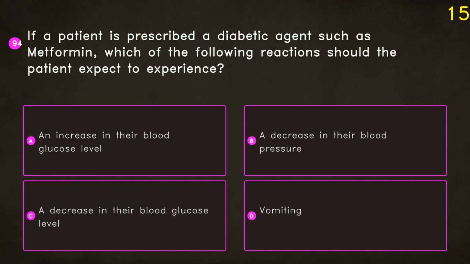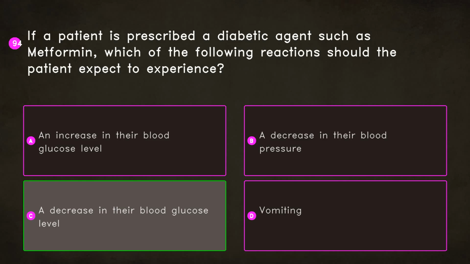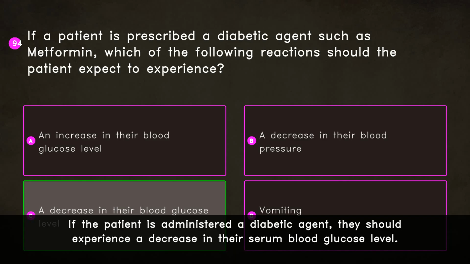Question 94. If a patient is prescribed a diabetic agent such as metformin, which of the following reactions should the patient expect to experience? A. An increase in their blood glucose level. B. A decrease in their blood pressure. C. A decrease in their blood glucose level. D. Vomiting. The correct answer is C, a decrease in their blood glucose level. If the patient is administered a diabetic agent, they should experience a decrease in their serum blood glucose level.